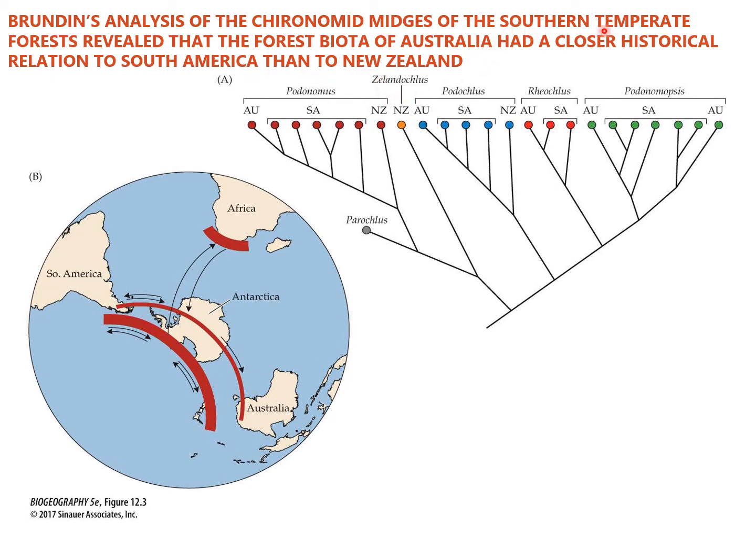So they're just looking at the phylogenies of these midges of temperate forests. Here we're seeing the genera of these in the given region. NZ would be New Zealand, and Australia and South America here. Basically what you're seeing is an earlier split of New Zealand from South America and Australia, so there are much closer relationships between Australia and South America than between Australia and New Zealand.